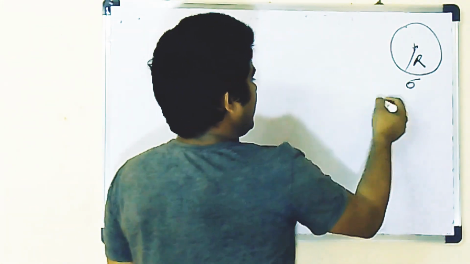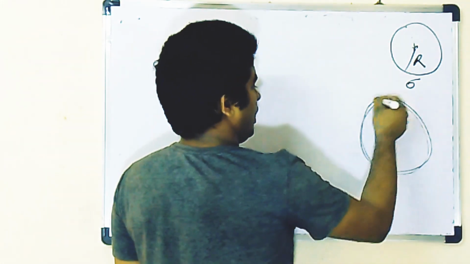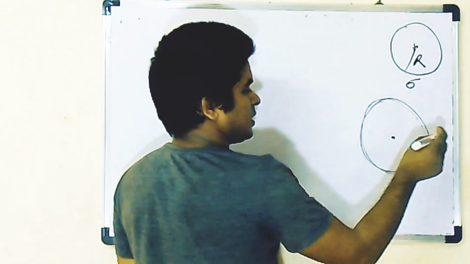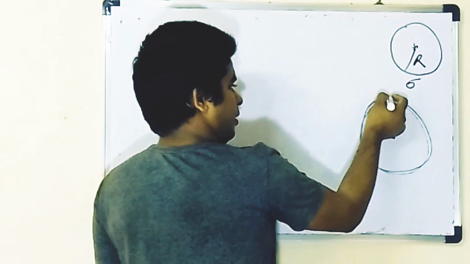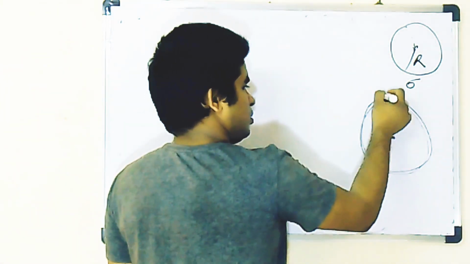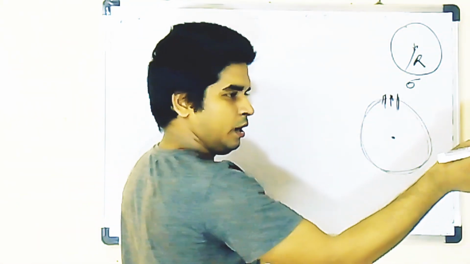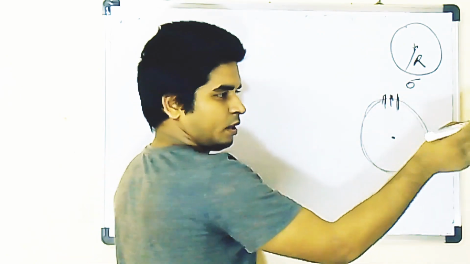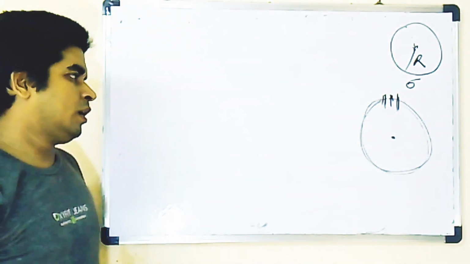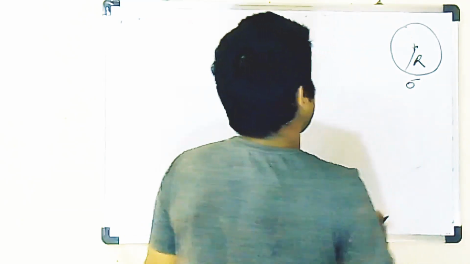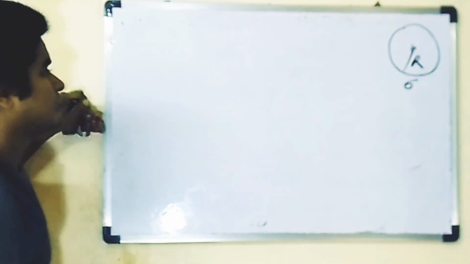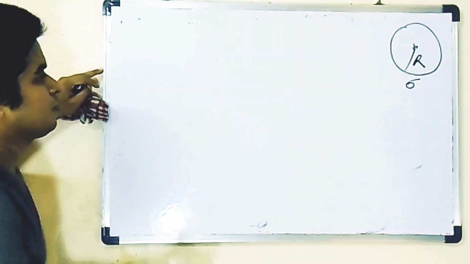So if there is a ring, and I ask you from distance z what is the value of electric field, you took this distance, yes or no? You have to consider this distance. Already we derived the formula. So how to approach this question?